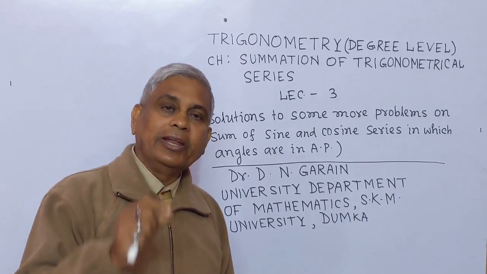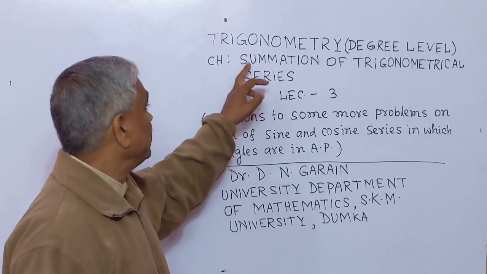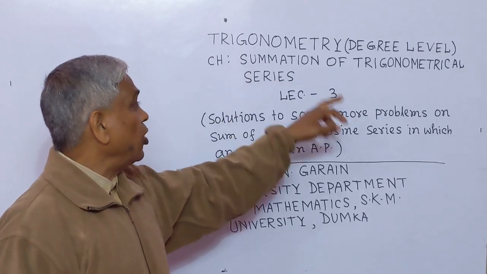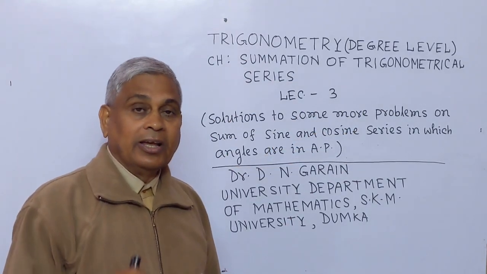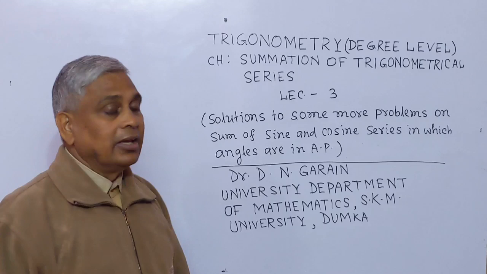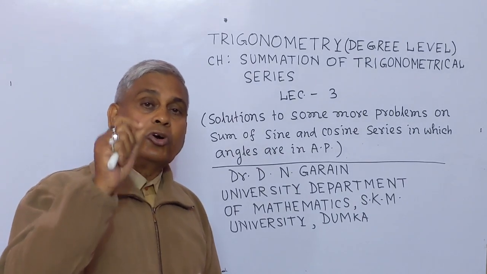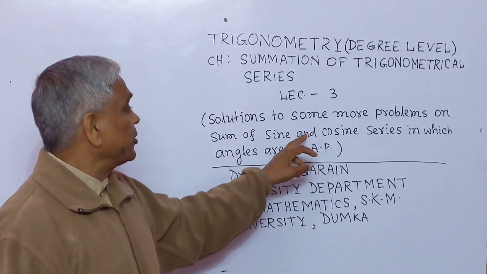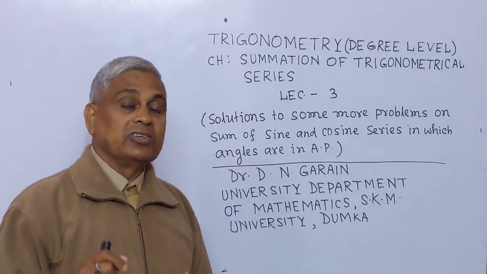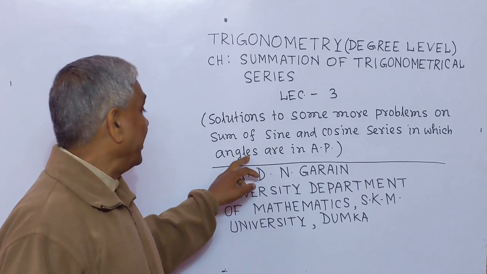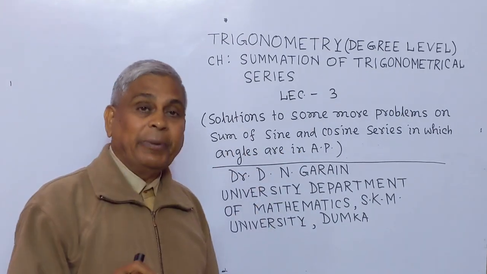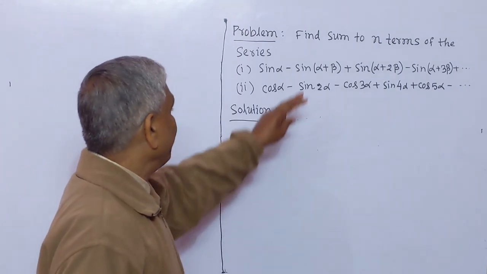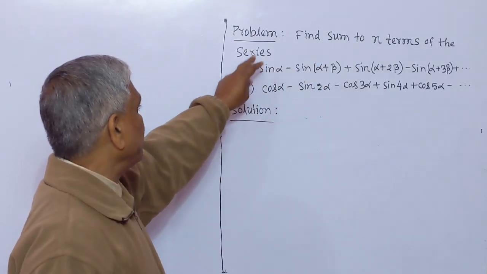Today I will deliver lecture number 3 on trigonometry, degree level chapter Summation of Trigonometrical Series, in which I will solve some more problems on sum of sine and cosine series in which angles are in AP. Now we solve a problem. Problem is find sum to n terms of the series.